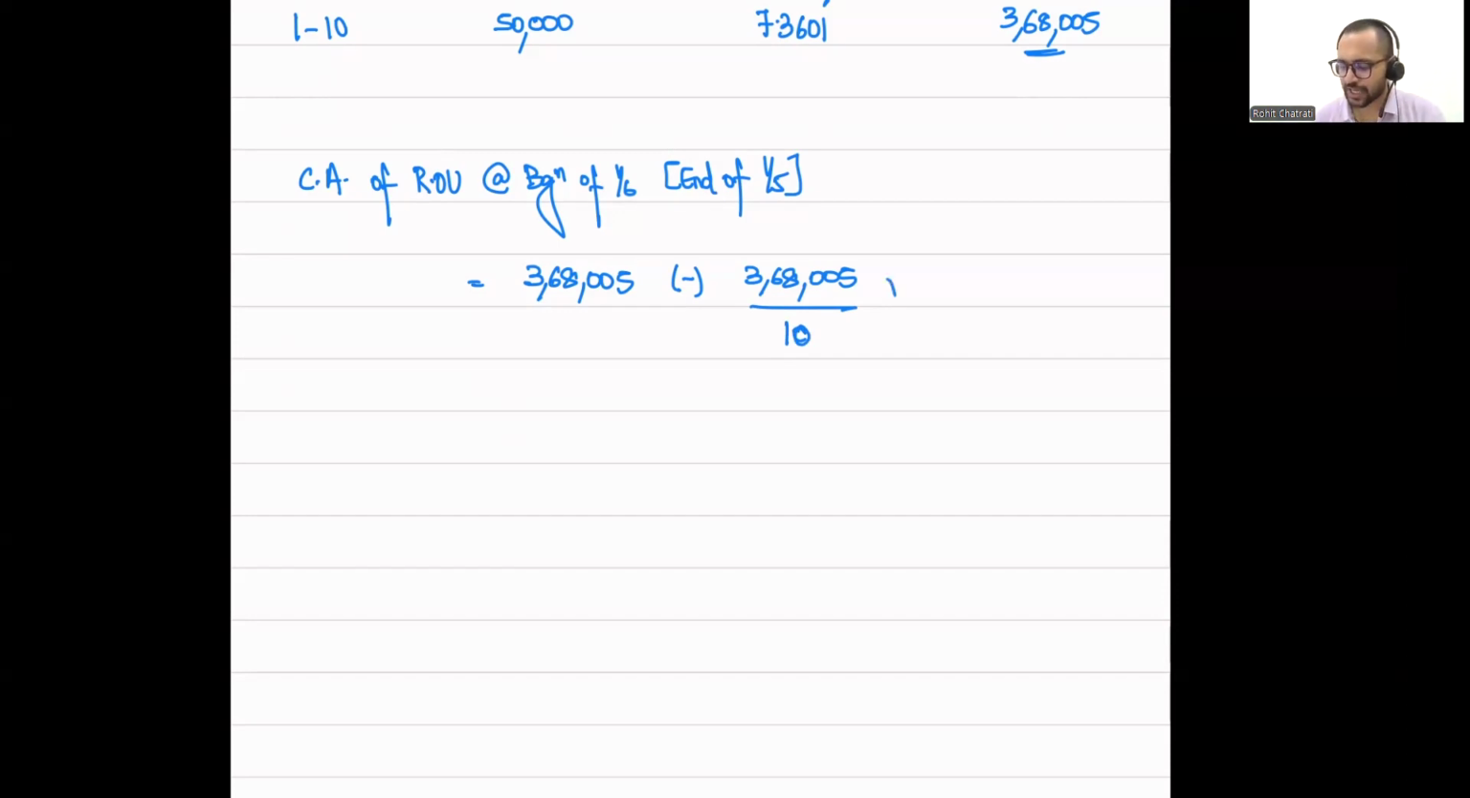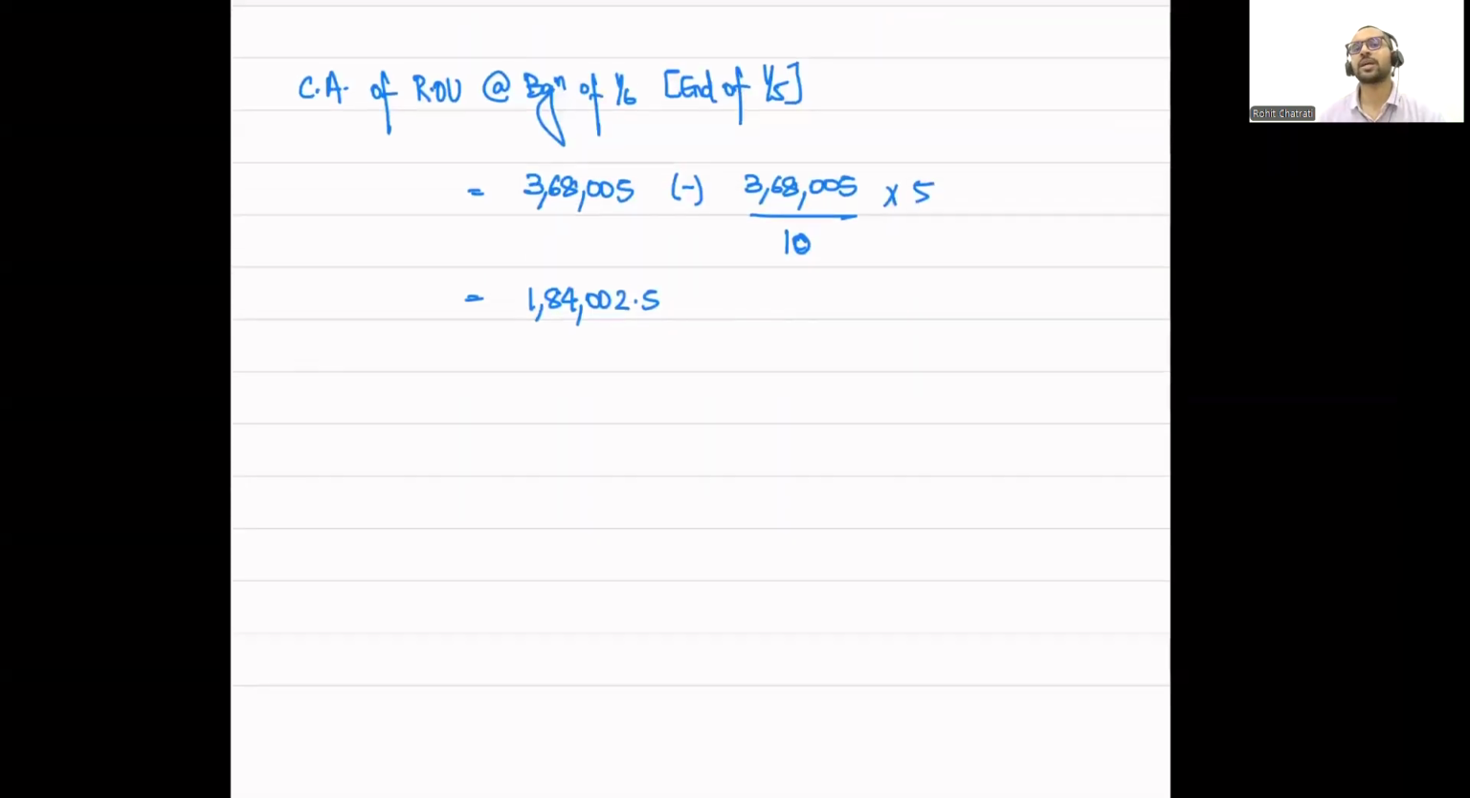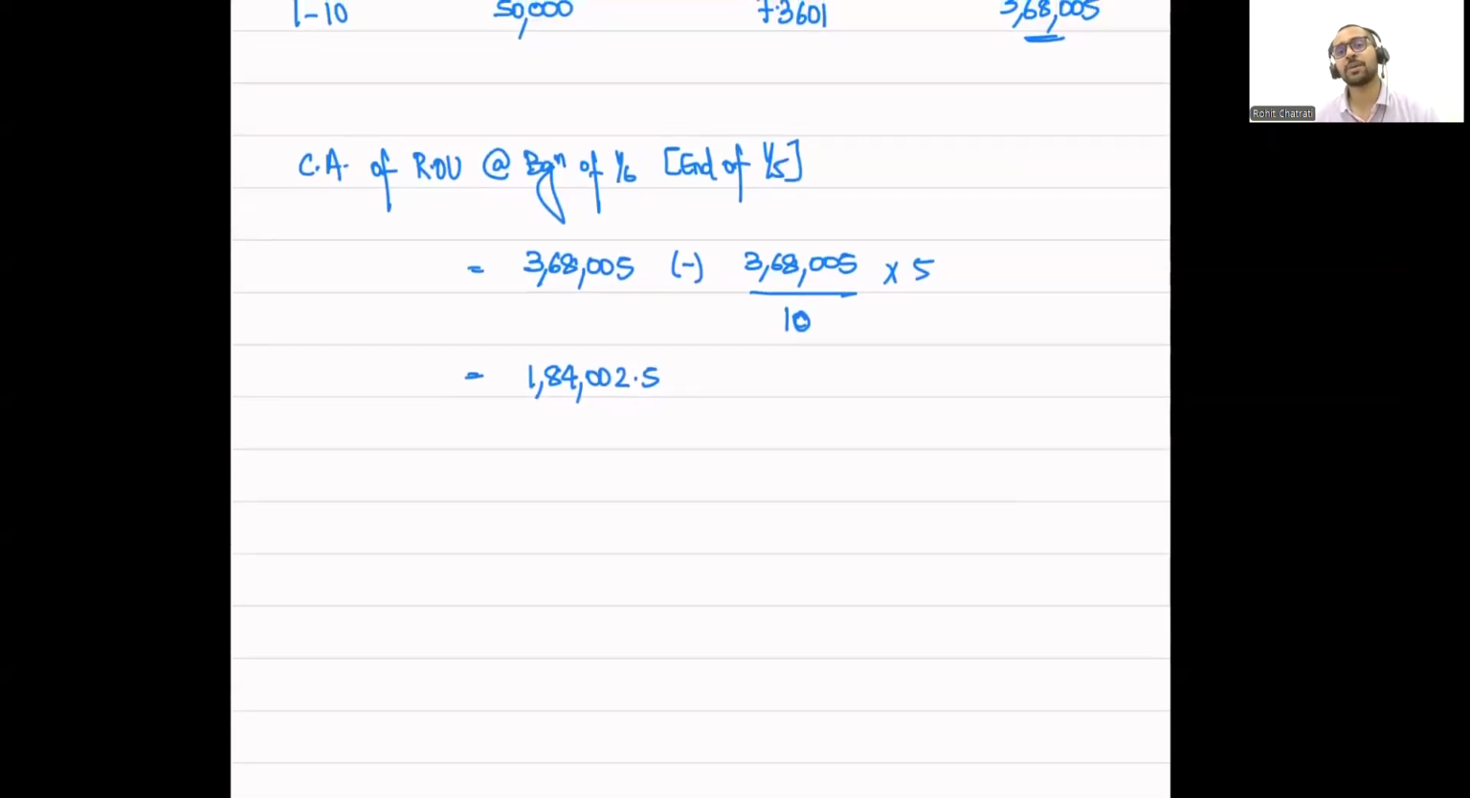But because 5 years have passed by, I'm going to multiply it by 5 to calculate the depreciation for 5 years. This is going to be equal to 1,84,002.5, or 1,84,002. So I have charged a depreciation of 368,005 divided by 10 multiplied by 5. Depreciation per annum is 36,800 multiplied by 5. You get the 5 years depreciation, and the carrying amount of the ROU asset at the beginning of year 6 is 1,84,002 rupees.